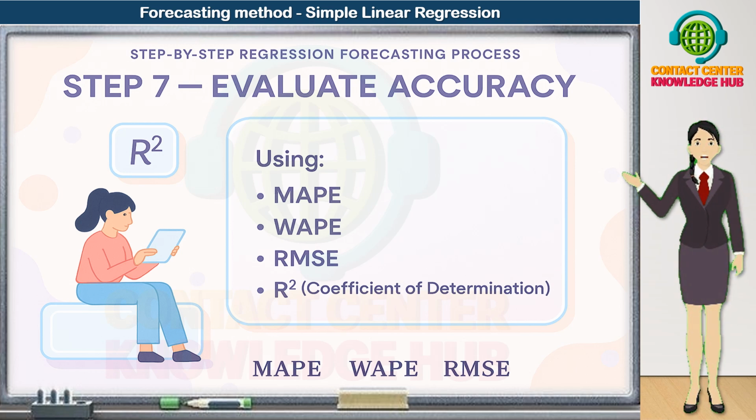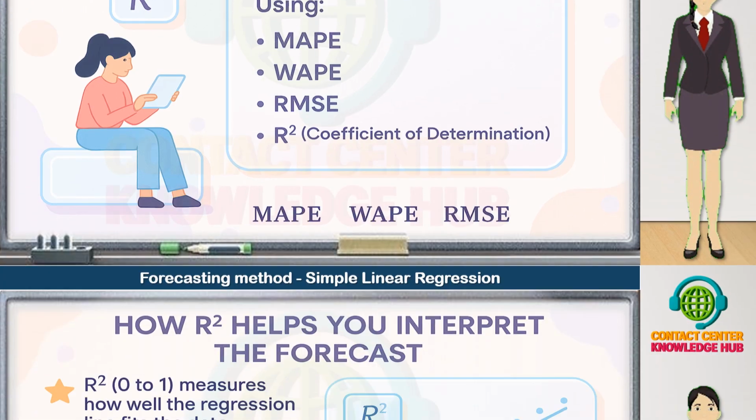Third, RMSE, root mean square error. This tells us how large the typical forecasting error is. Lower values indicate better accuracy. And finally, R-squared, also called the coefficient of determination. It explains how much of the variation in the metric is captured. The closer R-squared is to 1, the stronger the model. Evaluating these metrics helps ensure your forecast is both credible and dependable.